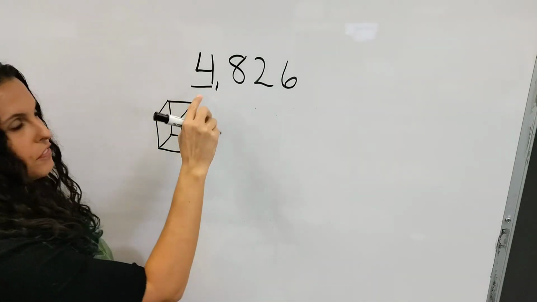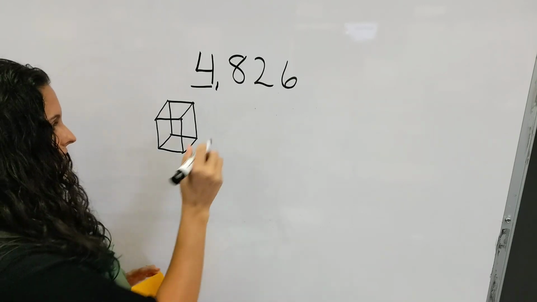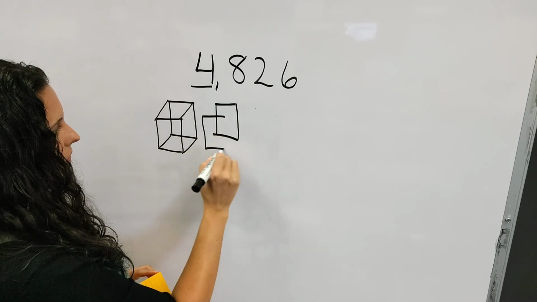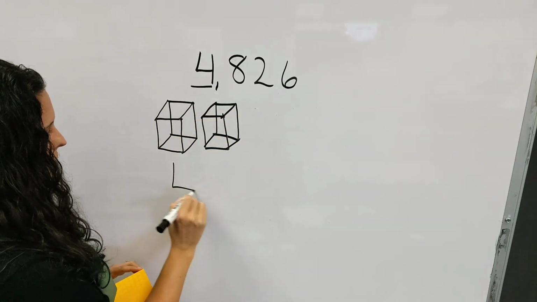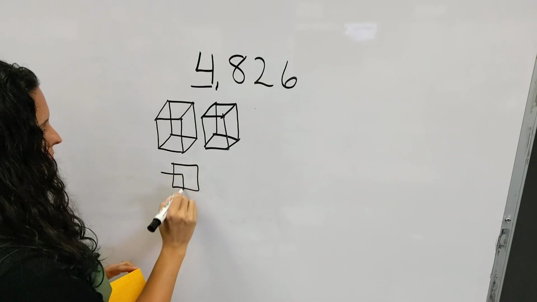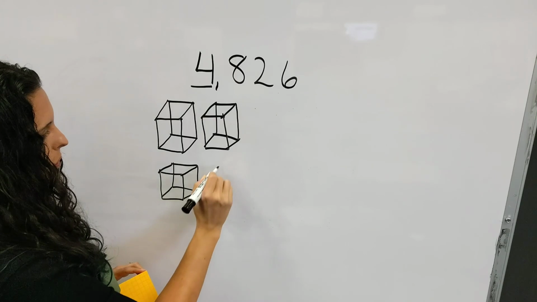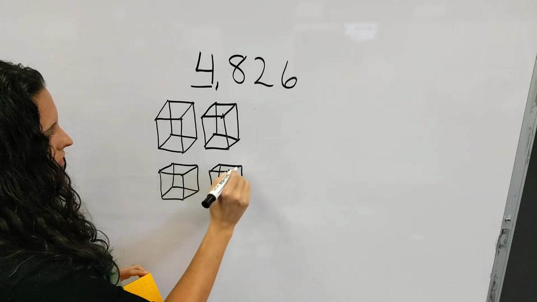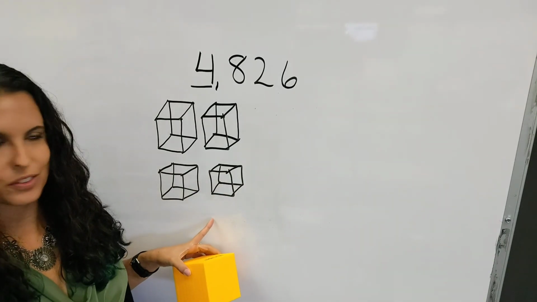So since I have 4 in the thousands place, I need 4 of these. So we will go ahead and make 4 of them. One more. All right, now I have 4 thousands.